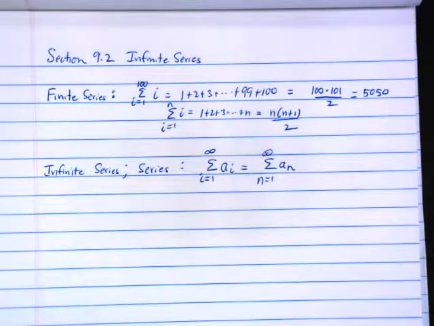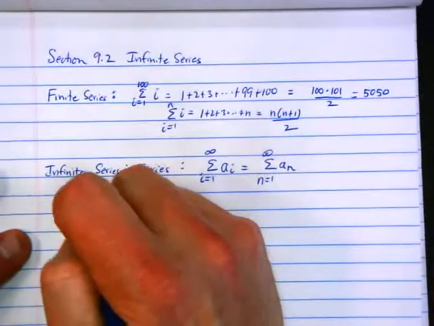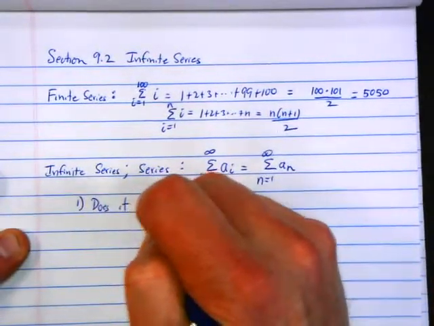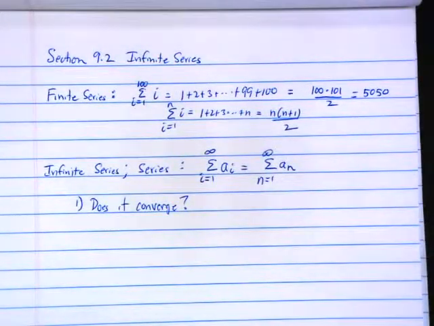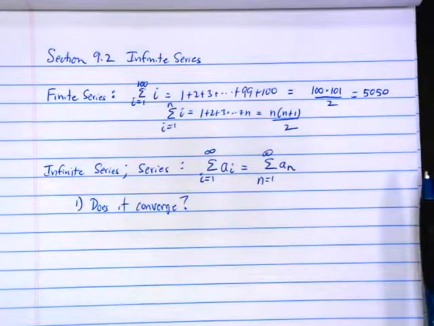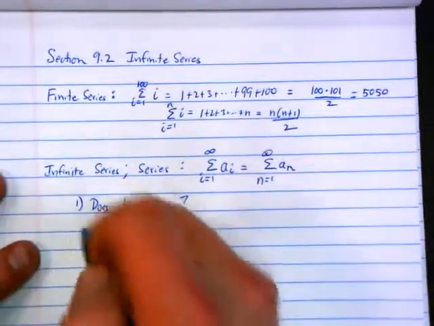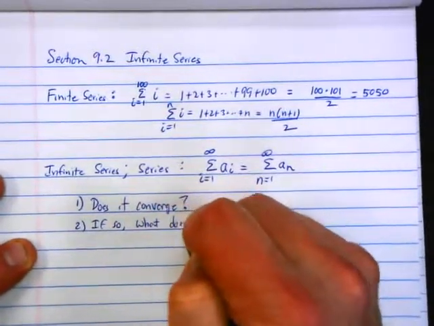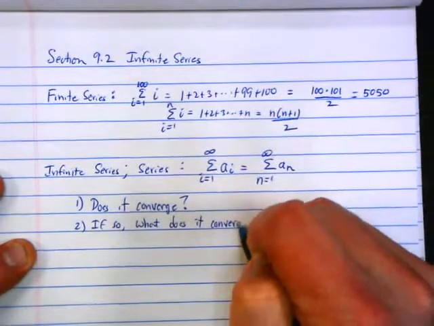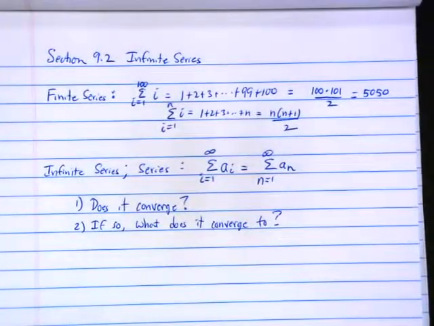And when we look at infinite series, we're really going to be concerned about two things. Question number 1: does it converge? What do I mean, does it converge? When I keep adding more and more numbers, do we get closer and closer to one specific number? That's exactly right. That's what I mean by does it converge. Question number 2: if so, what does it converge to? So those are the two questions we're going to be asking.